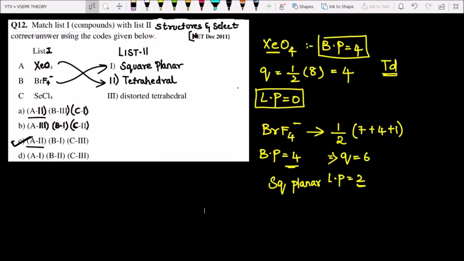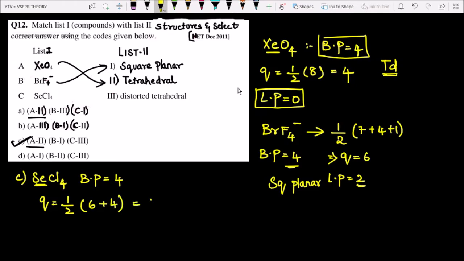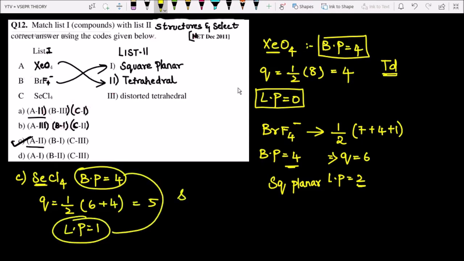We can check C also. In case of C, SeCl4 is given, right? So in case of SeCl4, the bond pair is equal to 4 and the quotient is equal to half into the number of valence electrons of the central atom selenium, so 6 plus 4. It's going to be 5 and lone pair is equal to 1. So bond pair is equal to 4 and lone pair is equal to 1. So what is it? It is going to be seesaw.